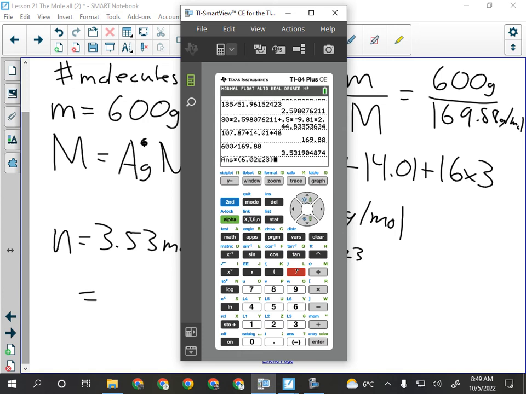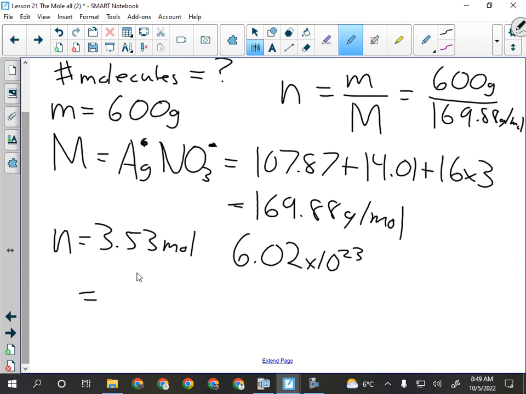Then I simply hit equals, and I get 2.13, going to 2 decimal places, times 10 to the 24. That's what this E means, times 10 to the power of 24. So I would write that answer like so: 2.13 times 10 to the 24. And I would say molecules, because that would be my units.